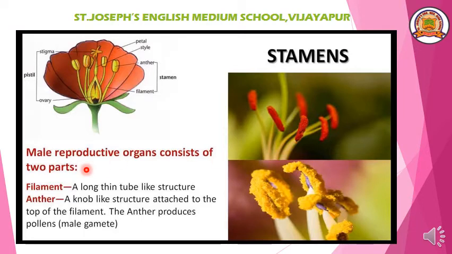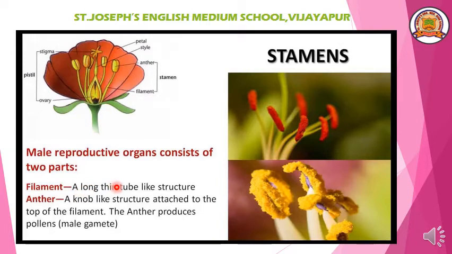Let us discuss the male and female parts in detail. Stigma, style, ovule and ovary, all these parts together are called the pistil. Pistil means female part. Okay. Whereas anther and filament are called the stamen. Stamen means the male part of the flower. The male reproductive organ consists of two parts, filament and anther. Filament and anther are called the male reproductive part.